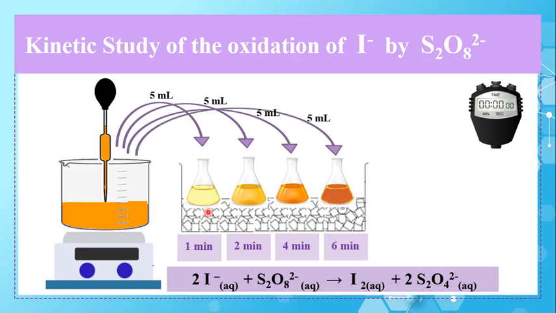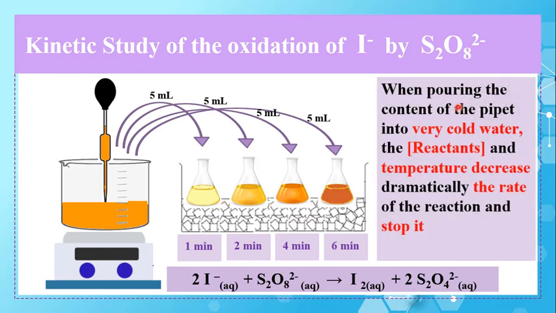Pay attention here that the color of the solutions becomes darker when time passes, even though I have the same volume of water and the same amount of the mixture taken. Since the amount of I2 produced in the 5 milliliter here is smaller than here, smaller than here, smaller than here, after being added to cold water. So, when pouring the content of the pipette into very cold water, the concentration of the reactants and the temperature decrease dramatically the rate of this reaction and stop the formation of I2.